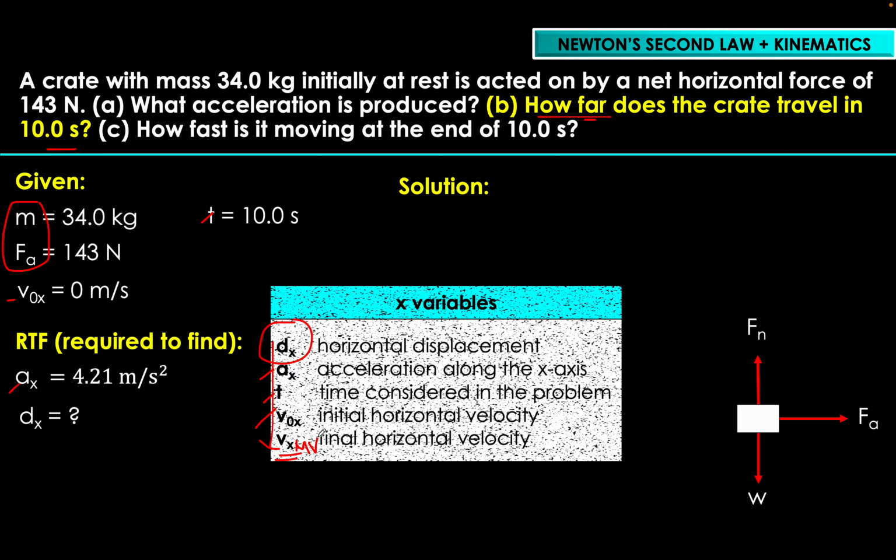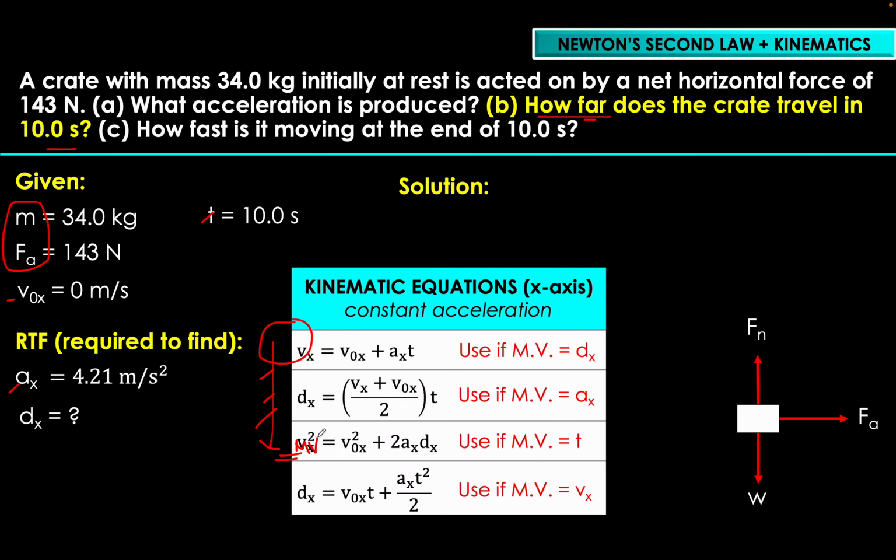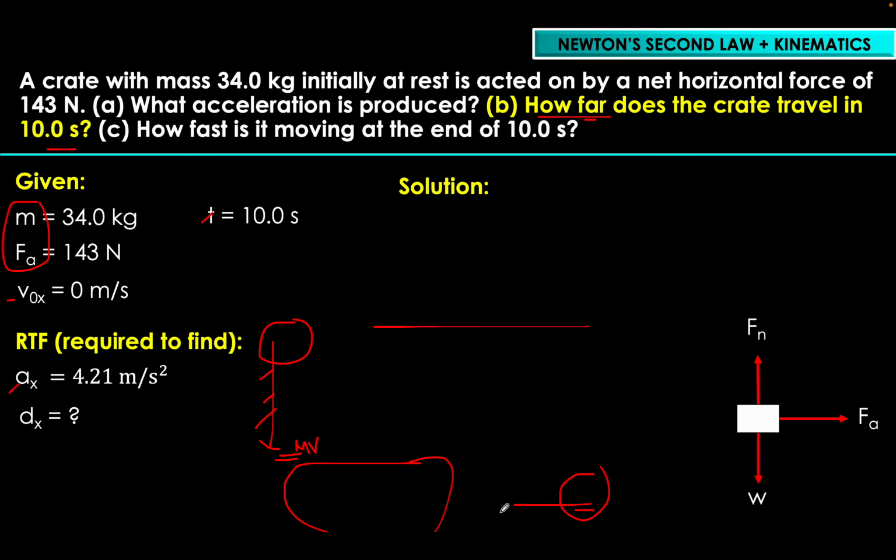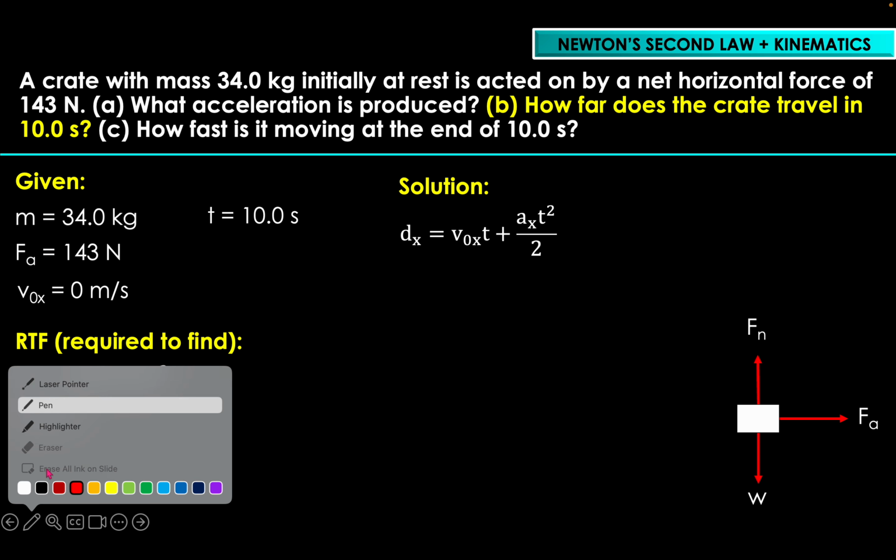Okay, so looking at our list of kinematic equations for constant acceleration, you have to pick this equation because, again, you pick the equation which does not contain the missing variable, which is the final horizontal velocity. As you can see, you don't see the final horizontal velocity there, so it's perfect for this problem. Now let's write it down. So that's our chosen equation. Let's clean the board first.